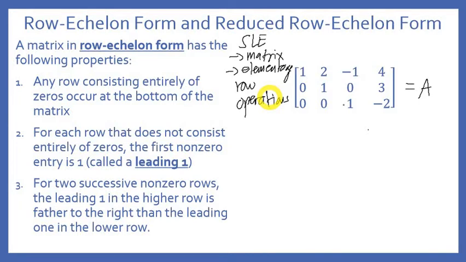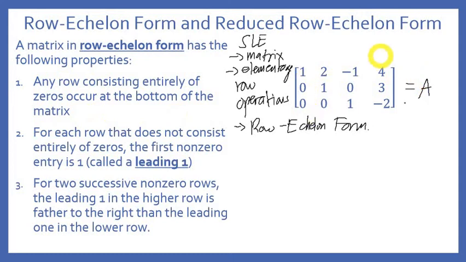In Gaussian elimination, our goal is to write the system in row-echelon form so that we can perform back substitution. This would mean that in matrices, we can also write a matrix specifically in row-echelon form. And how do we have that? So a matrix in row-echelon form has the following properties. 1. Any row consisting entirely of zeros occurs at the bottom of the matrix.